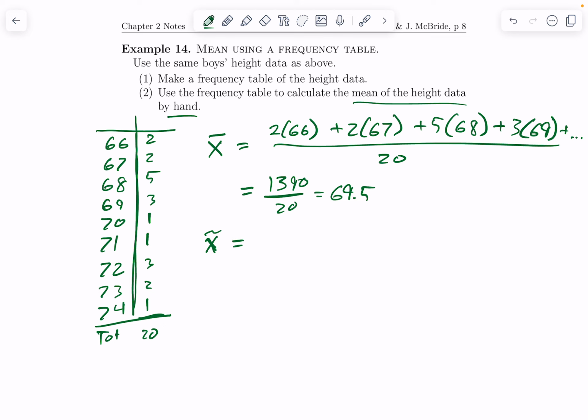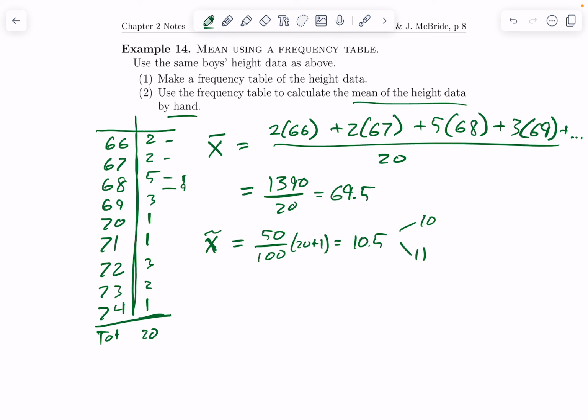Now the median is a little trickier to find. Remember, the median is the 50th percentile, and I had 20 data points, so 20 plus 1 gives me 21, divided by 2, so 10.5. So I need to find the 10th and the 11th data value. Where does that take me? Here's 2 data points, here's 2 more, so that's 4. Here's 5, so there's 9 data points above that.